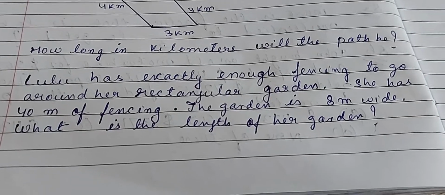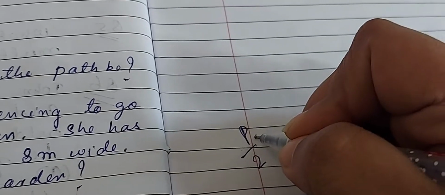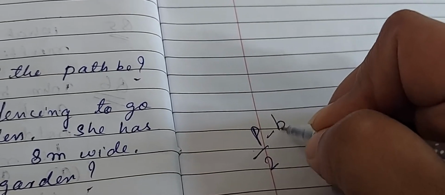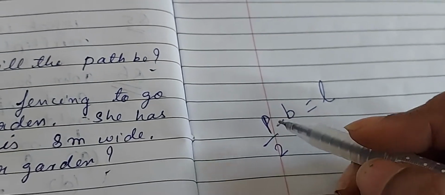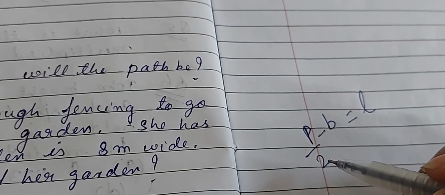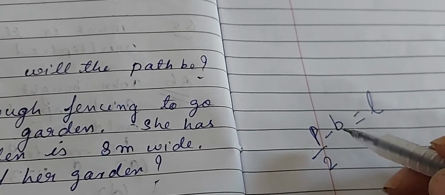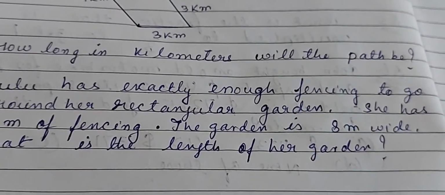For this we can use a formula: P by 2 minus B will give us L. Perimeter, you have to divide by 2. Whatever result you get, subtract the breadth from it, and this will give you the length of the garden.